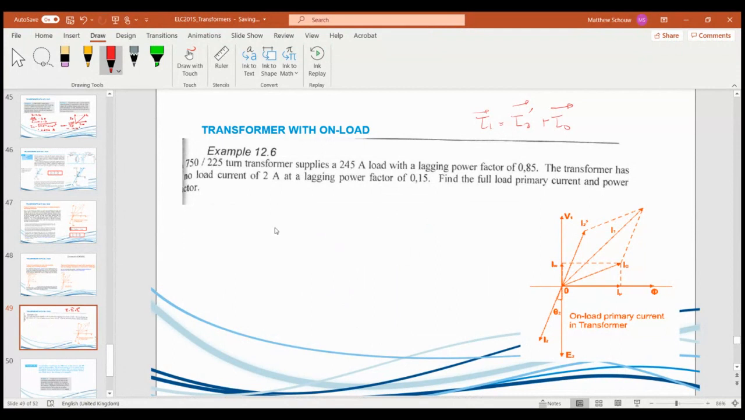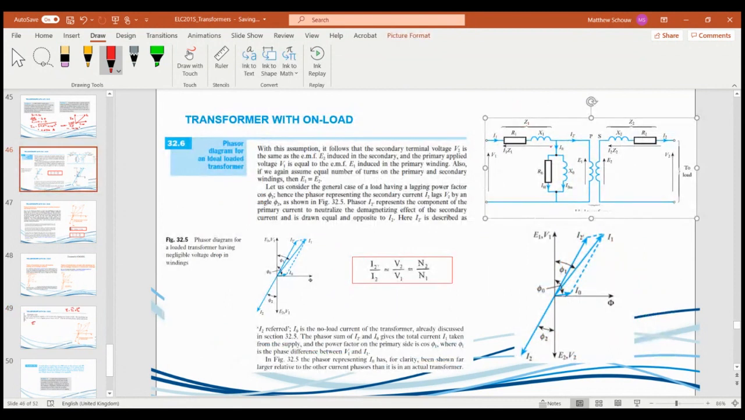A 750 by 225 turn transformer supplies a 255 load with a lagging power factor of 0.85. The transformer has a no load current of 2 amps at a lagging power factor of 0.5. Find the full load primary current and power factor. So we'll be looking for I1, which is the primary, the current going in here. They're giving us the current in those respective branches.